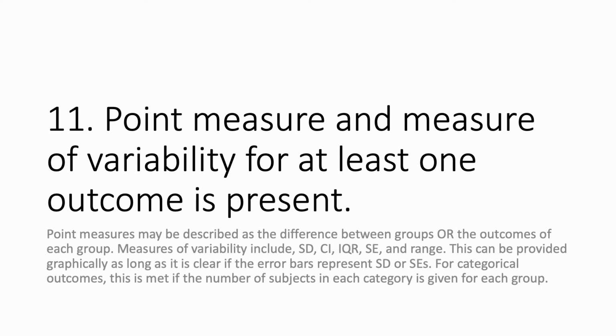Last but not least, criterion number 11, we are looking for point measures and measures of variability for at least one key outcome. So what is a point measure? A point measure is usually a mean, median, or mode. It is the best estimate of a true score. Measures of variability are usually a standard deviation or confidence interval. With median ordinal data, we might see an interquartile range. You can also use the standard error or just a simple range. So this can be provided graphically as long as it is clear if the error bars represent standard deviation or standard error. And if there are categorical outcomes, this criterion is considered satisfied if the number of participants in each category is given for each or all groups.